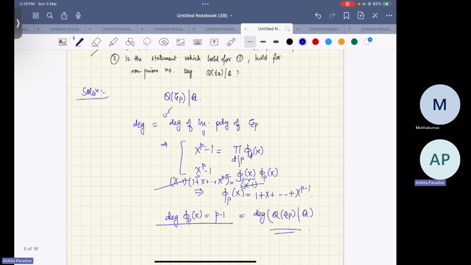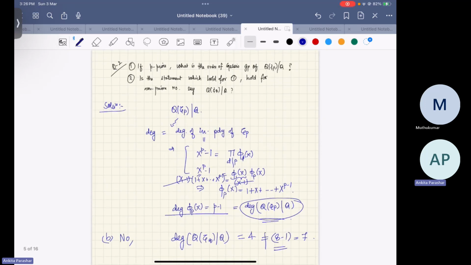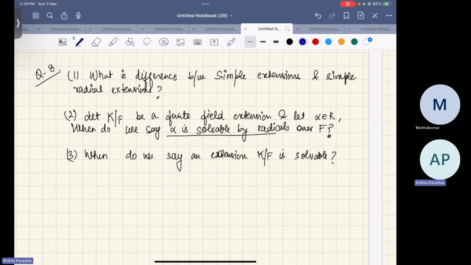As we just saw, the statement does not hold. Question 2 asks whether the statement holds. We know the degree is p minus 1, and if I replace p by 8, then the result does not hold, because the degree of Q zeta 8 over Q we saw is 4, which is not equal to 8 minus 1, which is 7. So this result, which holds for primes, does not hold for composite numbers.